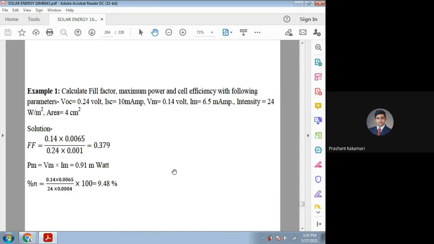Now, written in percentage, the efficiency is only 9.48%. From the total input energy, 24 watt per meter square over the given area, as input power, the output power from the cell is 0.91 milliwatts. So the percentage of conversion is 9.48%.